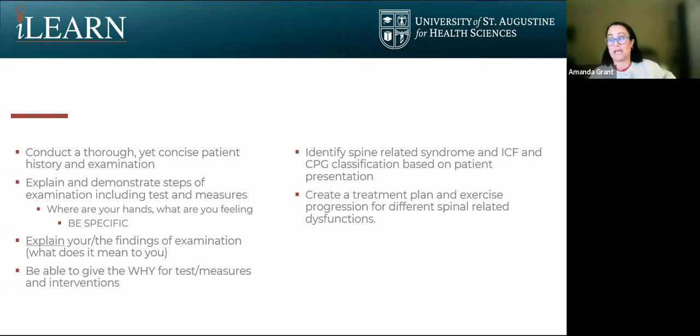Lastly, you'll be creating treatment plans and exercise progressions for different spinal-related dysfunctions, and I'd be expecting to find that on exams coming up. So your patient was just diagnosed with XYZ diagnosis. What are your initial interventions? Okay, they're now in the chronic phase. How would your treatment differ? We're going to be giving you all that information and teaching you about that, but just be prepared to be able to do that and progress a patient.